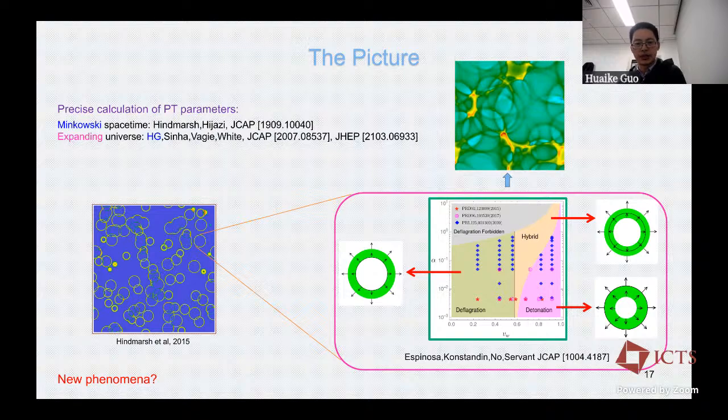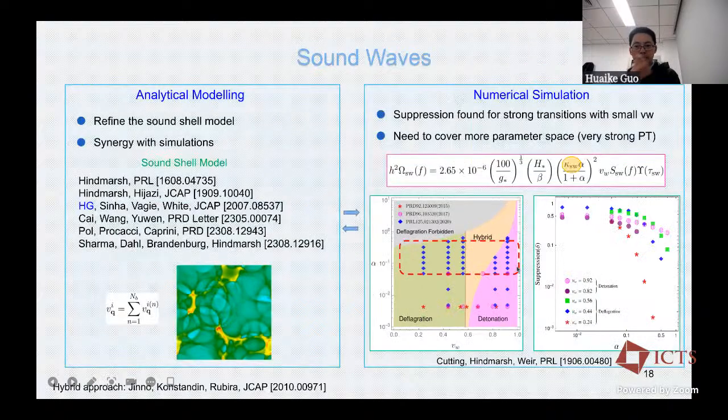And if we look back at this picture, initially we saw a bunch of bubbles, but if we look closer at each bubble, you can see that there are fluid motions, as I just mentioned earlier. And there are different fluid motions called detonation, deflagration, and the so-called hybrid mode, supersonic deflagration. If we add all these bubbles together, the entire picture can be very complicated. So I will now only talk a little bit more about the sound wave contribution.